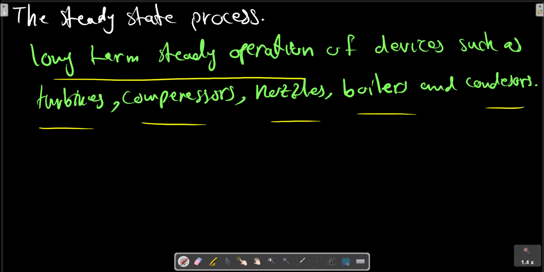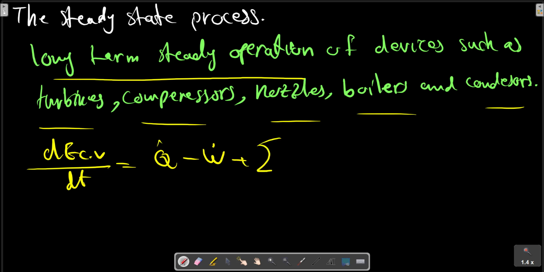leading to the equation of the conservation of the first law of thermodynamics in the rate form: Q dot minus W dot plus sigma m dot i times h total i (the stagnation enthalpy) minus m dot e times h total e.